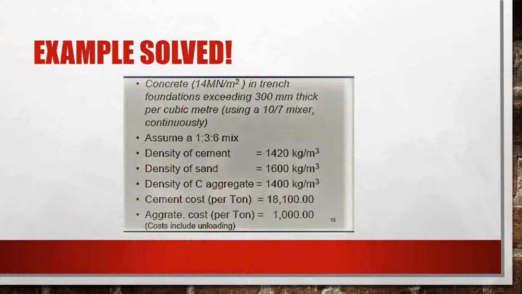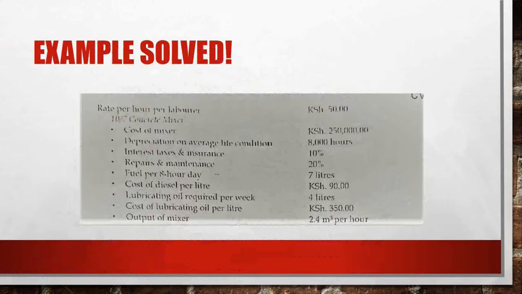The operating costs here are given the fuel per 8-hour day. So per 8-hour day, the fuel being 7 liters, then the cost of diesel per liter is 90. That's per 8-hour day. So the total cost per 8-hour day is 90 multiplied by 7.